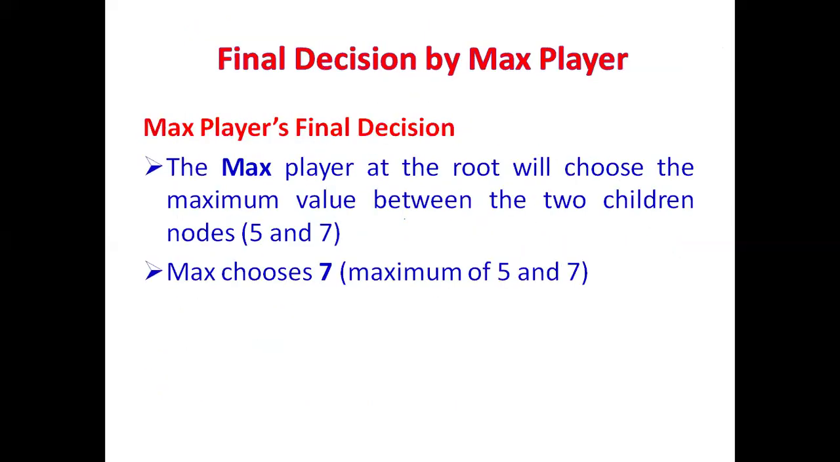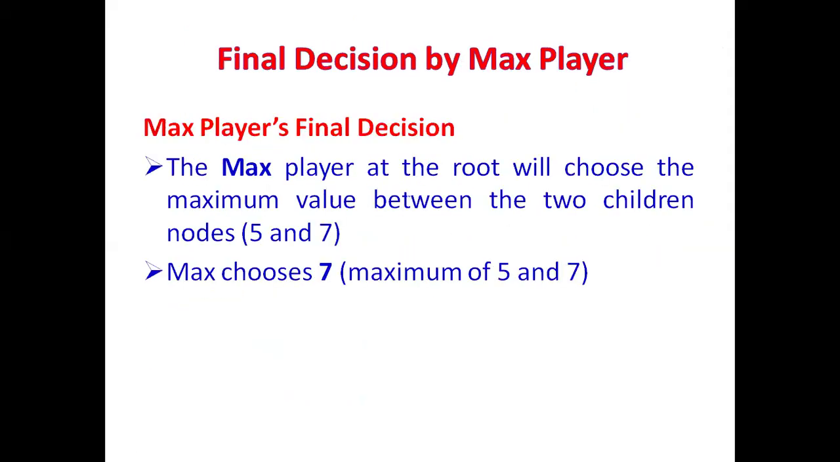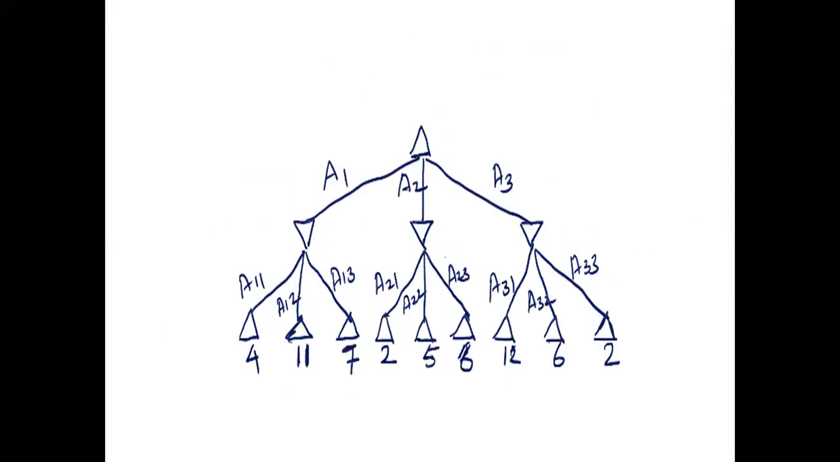And the next, the final decision by the root node, which is the maximizer. So my root node will be selecting 7. The max player at the root node will choose the maximum value between the two children, that is 5 and 7. So max chooses 7. So the maximum of 5 and 7 is 7. In this way we have to calculate the min-max value and finally select the maximum value. So in this example, I have taken one example here.